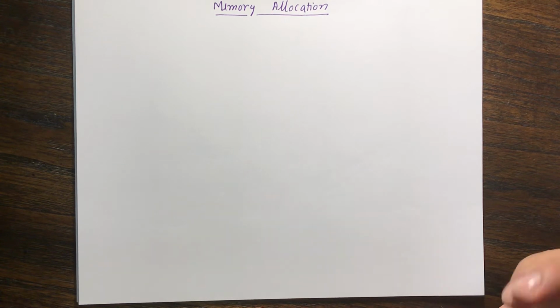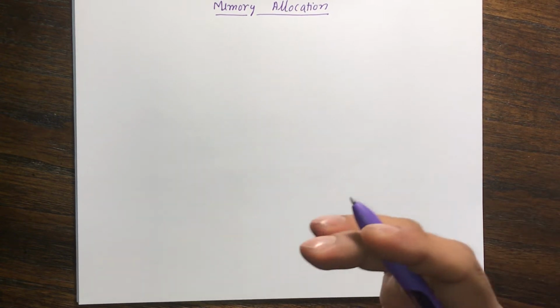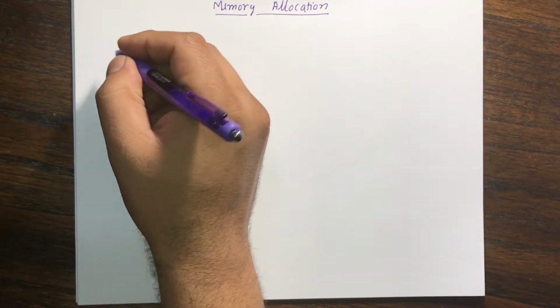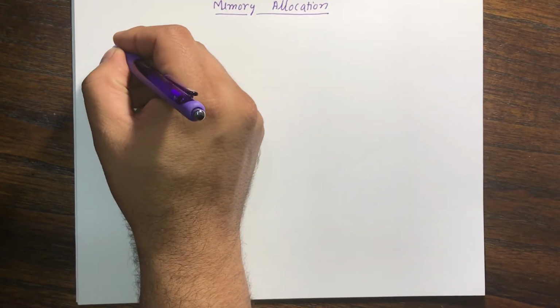Okay, so we'll discuss contiguous memory location, or the memory allocation for the programs that we wrote. So we write a program, and then that program actually has to be loaded inside the RAM. So what generally happens is, let's talk about contiguous memory location.